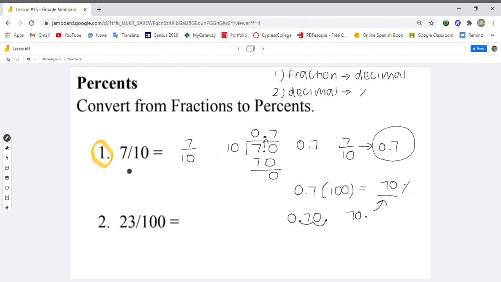So our number 1, this is 70%. This is how we convert fractions to percent. And that's it for today.